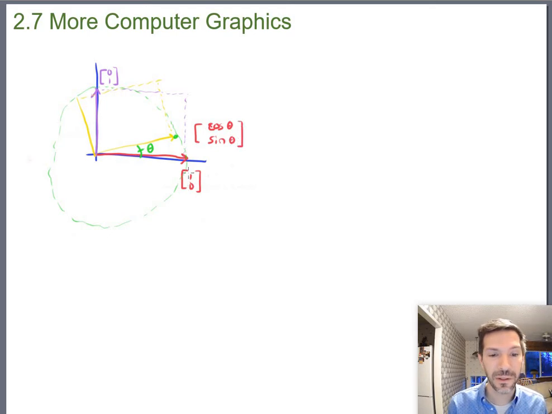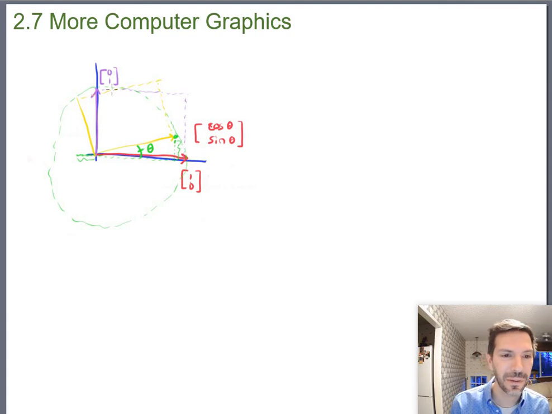So the red vector that used to be 1, 0 is now at cosine theta, sine theta. And likewise, the purple vector has rotated over some. If this distance right here is cosine of theta and this distance is sine of theta, notice those same distances exist over here. If you want to talk about the x coordinate, right here is the same as the y coordinate of our first point.